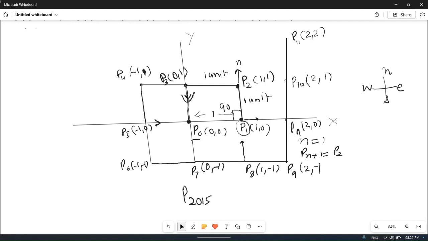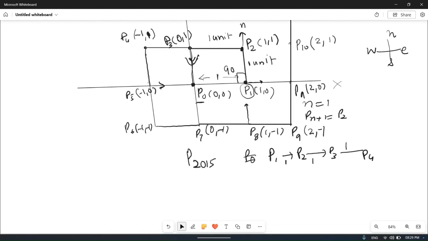So in each step, it reaches 1 point. So it should start from P0, we are starting from P1 to P2 in one step. In the second step, we are reaching P3. In another one step, we are reaching P4. So we want to find out after 2015 steps where we would be in the Cartesian plane.